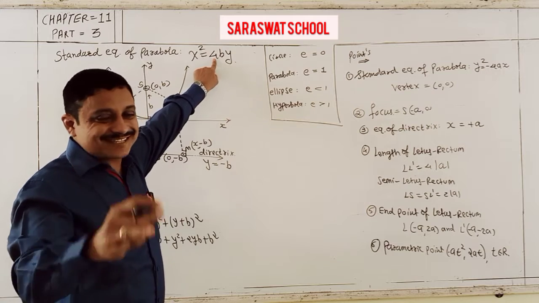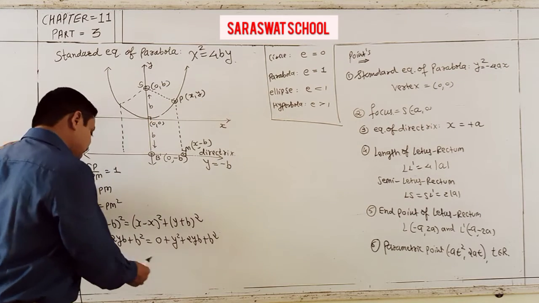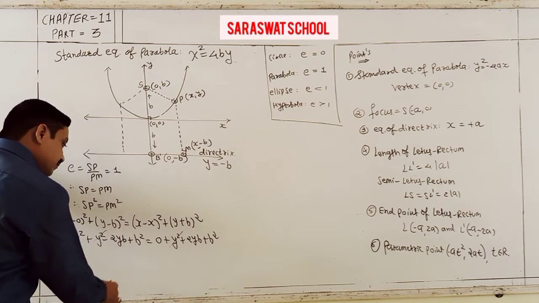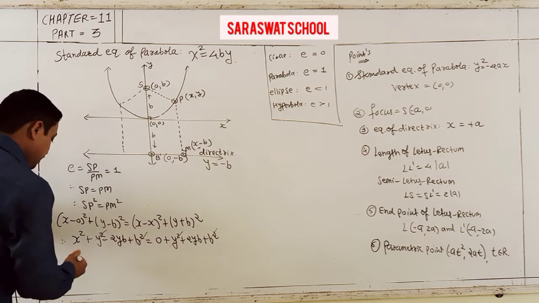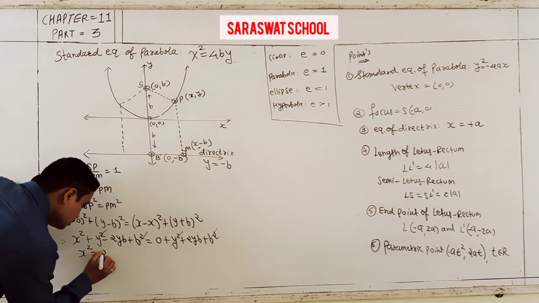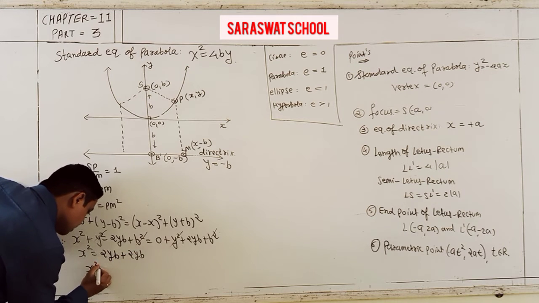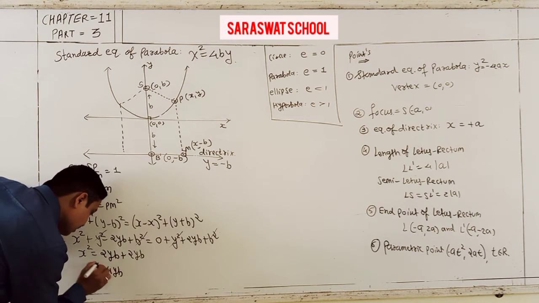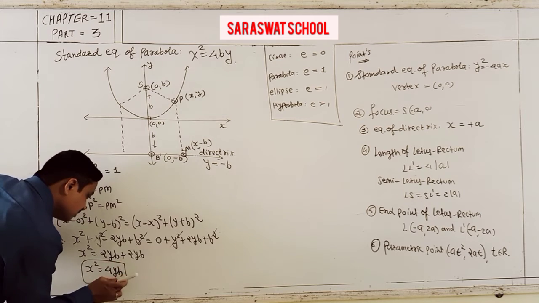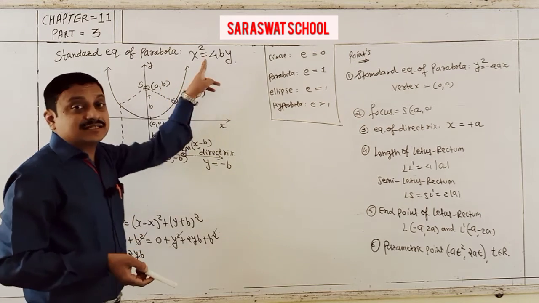In the third case, x square is equal to 4by. You check here, y square gone, b square gone. Only your x square is equal to 2yb plus 2yb. How much is it? 4yb. And that's our first and second. Now the third case is done here.